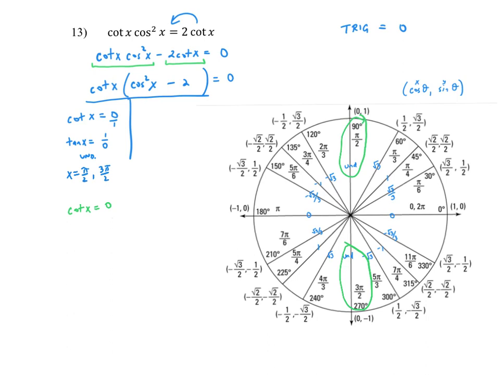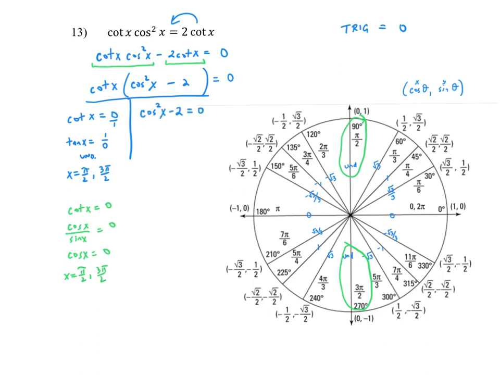Way 2. Cotangent of x equals 0 is the same thing as cosine of x over sine of x equals 0. Cross multiply to get cosine of x equals 0. The angles where the cosine value is 0 are, again, pi over 2 and 3 pi over 2.